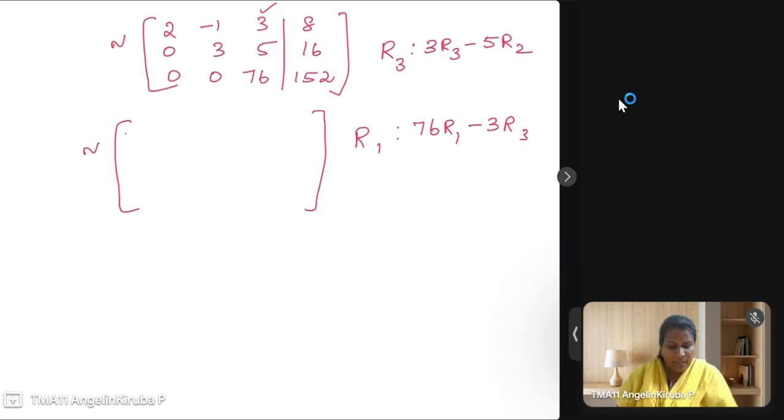So the first element will be 152. The second element is minus 76. The third element will become 0. And the next one will become 152.